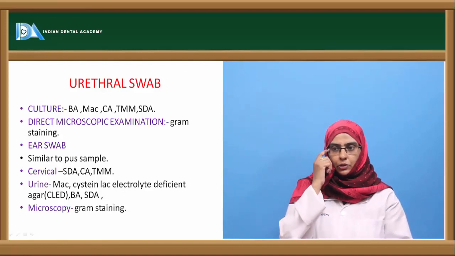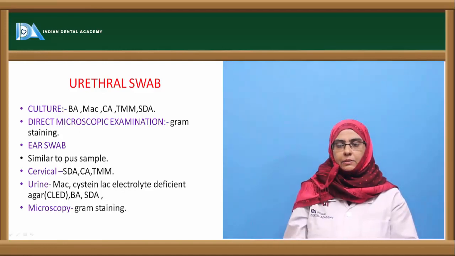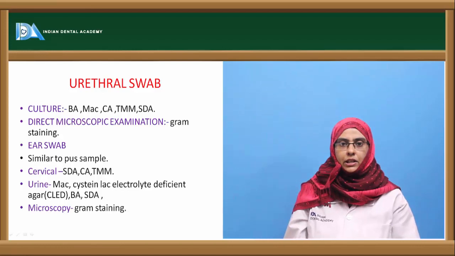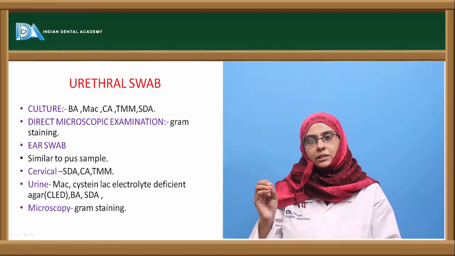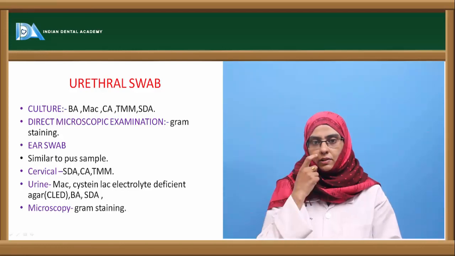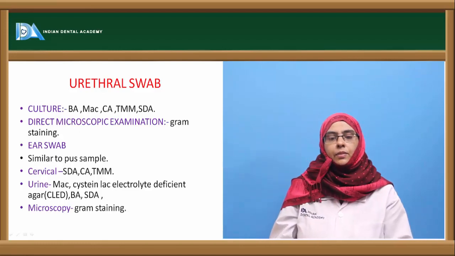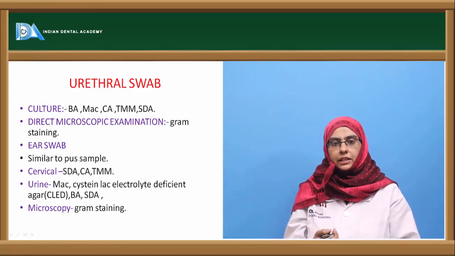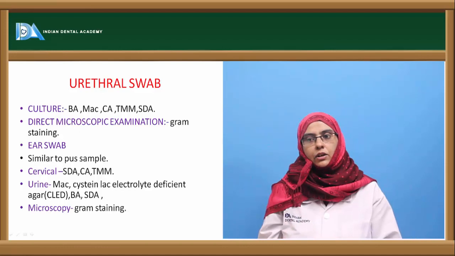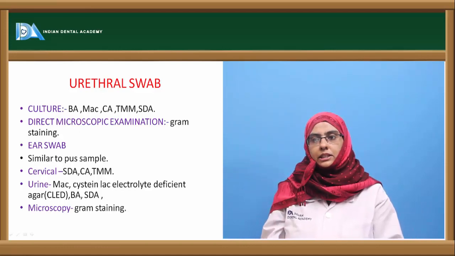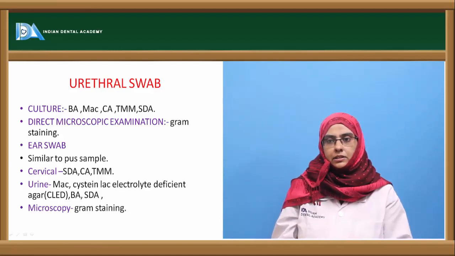So again, direct microscopic examination for gram staining identifies gram positive or gram negative. Mostly it is a gram negative organism that can be seen in the urethral swab or the urine culture. Now coming to the ear swab, mostly the pus is the specimen inoculated onto the SDA or CA or TMM, that is Thayer Martin's medium.